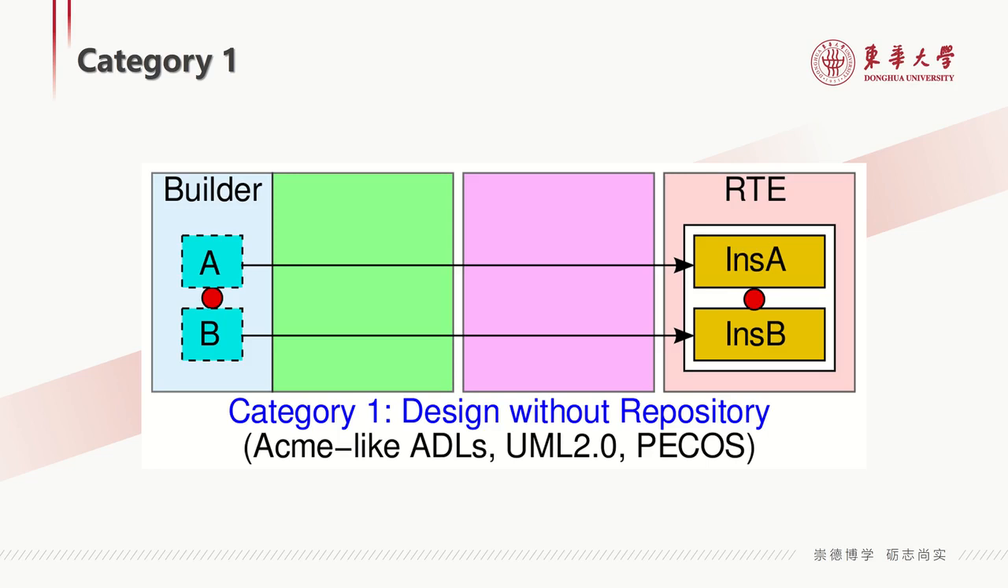Category 1 is design without repository. Still remember that? We have a builder here, right? The repository is here, but there is nothing in the repository. This is the assembler. Likewise, we don't have the assembler in category 1. However, this is the runtime environment. We will give you 3 examples in category 1, including Acme-like ADLs, CML, UML 2.0, and finally Pickles.